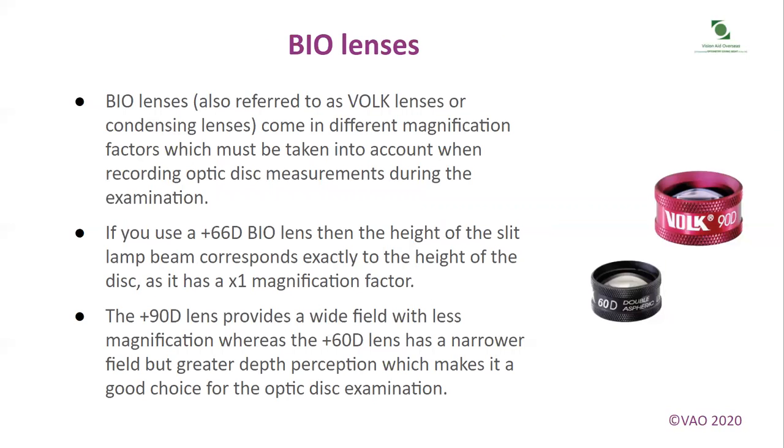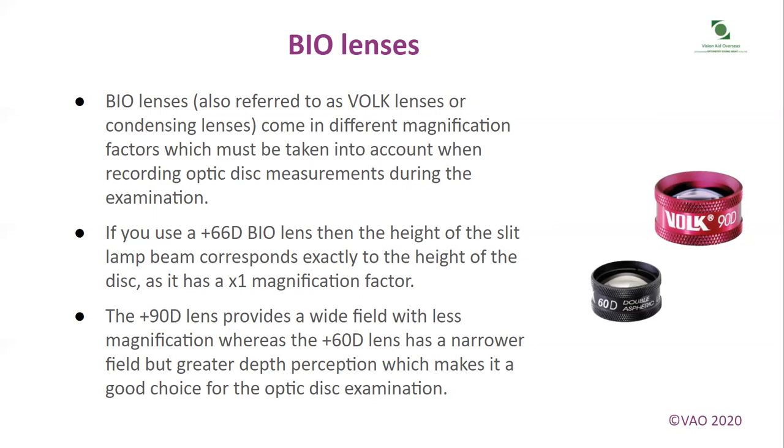Binocular indirect ophthalmoscopy lenses, also referred to as Volk lenses or condensing lenses, come in different magnification factors which must be taken into account when recording optic disc measurements during the examination. If you use a +66D BIO lens, then the height of the slit lamp beam corresponds exactly to the height of the disc, as it has a ×1 magnification factor.